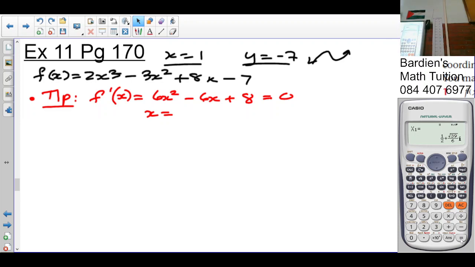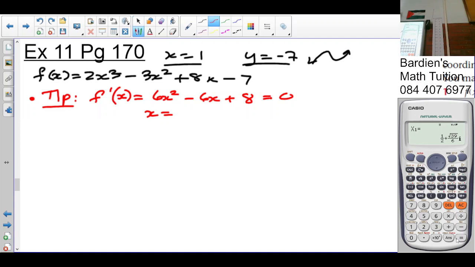Did I write the sum down properly? Yes. How can it be no solution? So it's 6, negative 6 and 8. You guys also get no solution? Yes, okay.